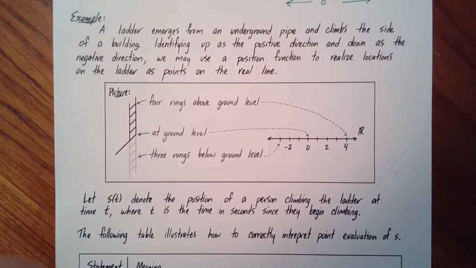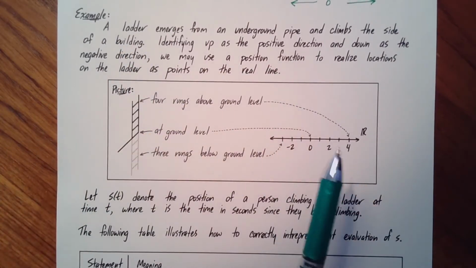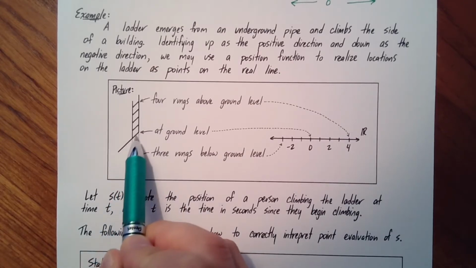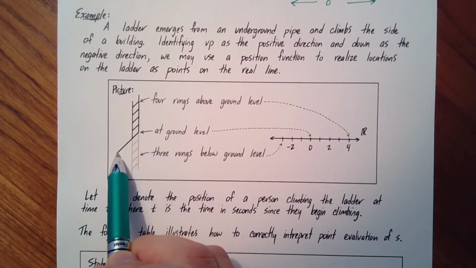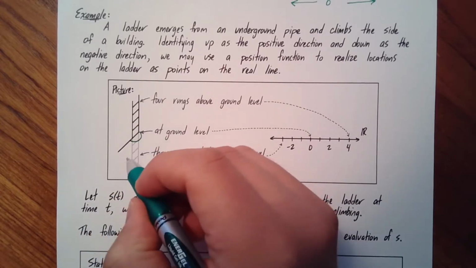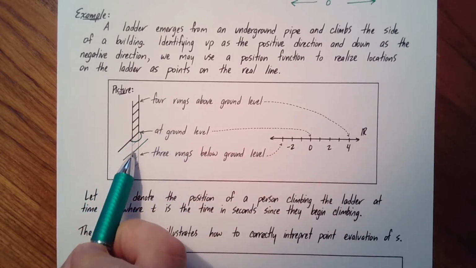So let's take a look at this example. And we'll go through the words in a moment, but really what you have here is a ladder. This line here, think of this as the bottom of a wall, and then you've got like a sidewalk. So imagine there's a hole in the sidewalk. And if you go down that hole, there's a ladder.